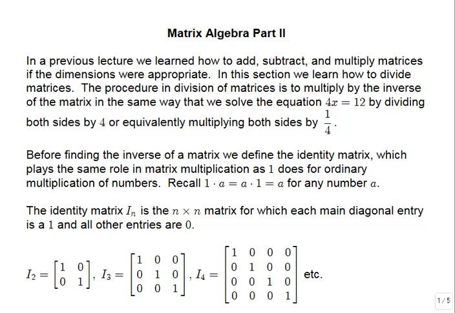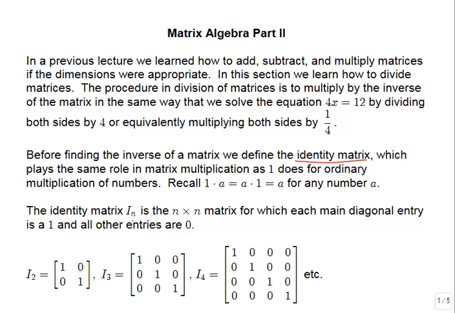we solve the equation 4x is equal to 12 by dividing both sides by 4, or equivalently multiplying both sides by the reciprocal 1/4. Before finding the inverse of a matrix, we have to identify something called the identity matrix, which plays the same role in matrix multiplication as 1 does for ordinary multiplication of numbers. There's something called the identity property of multiplication, which says that 1 times a equals a times 1, and that equals a for any number a.